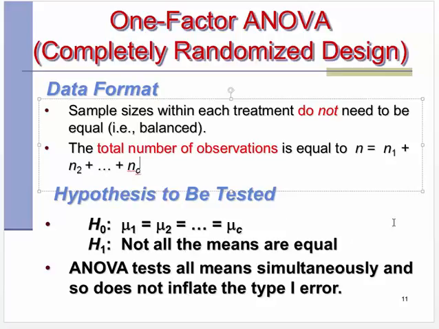So in ANOVA, the hypothesis to be tested is H0: mu1, that's the mean value of the dependent variable Y for the first treatment, equals mu2 equals mu3, mu4, mu5, mu6, all the way to mu C. And C is the number of groups. The alternative hypothesis is that not all the means are equal. At least one of them is not equal. Then the ANOVA tests all means simultaneously, so it does not inflate the type 1 error. Okay?